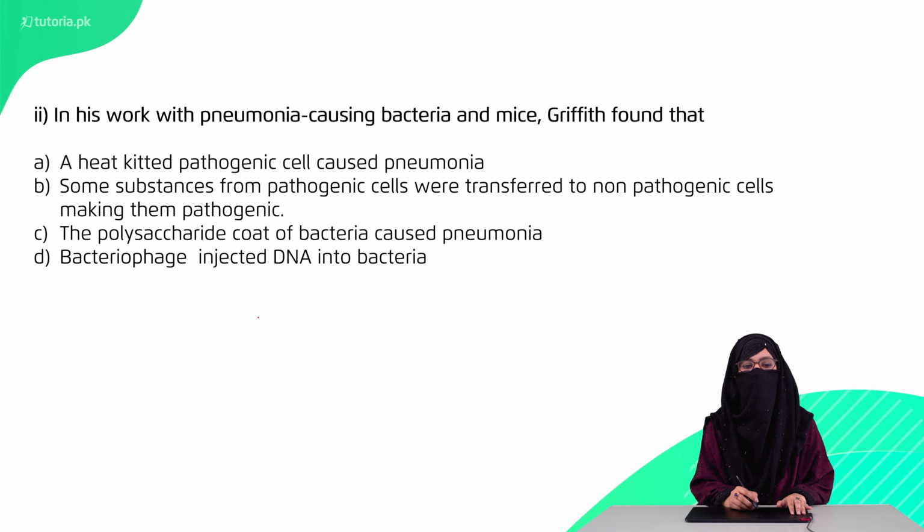Second, in his work with pneumonia causing bacteria, the mice, Griffith found that a heat-killed pathogenic cell caused pneumonia; some substances from the pathogenic cells were transferred to the non-pathogenic cells, making them pathogenic; the polysaccharide coat of the bacteria caused pneumonia; bacteriophage injected the DNA into the bacteria. The right option is option B: some substances from the pathogenic cells were transferred to the non-pathogenic cells.